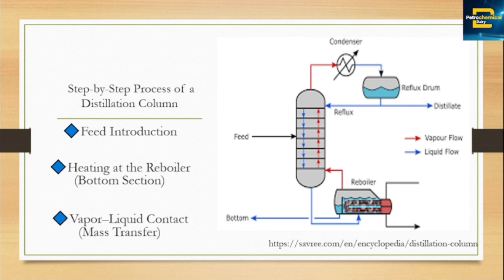So the vaporized crude oil will move upward when the boiler has heated it to a vaporized stage. I can see here the red arrow, which signifies the vaporization of crude oil. We see the red arrow stop at the condenser.